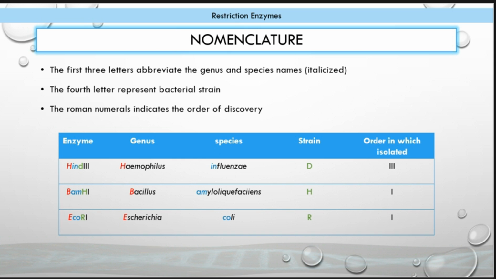Restriction enzymes are named according to the bacteria from which they are derived. The first three letters in the name of the restriction enzyme represent the genus and the species name and are written in italic. The fourth letter represents the bacterial strain from which the enzyme is isolated, and the Roman numerals indicate the order of the discovery.